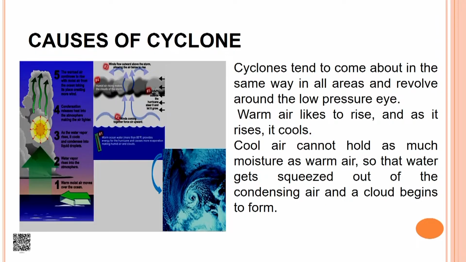So, causes of cyclone. It tends to come about the same way in all areas and revolve around the low pressure eye. Warm air likes to rise, and as it rises it cools. Cool air cannot hold as much moisture as warm air, so that water gets squeezed out of the condensing air and a cloud begins to form.